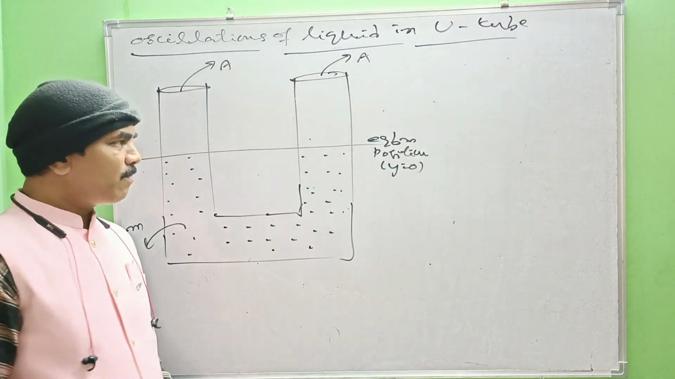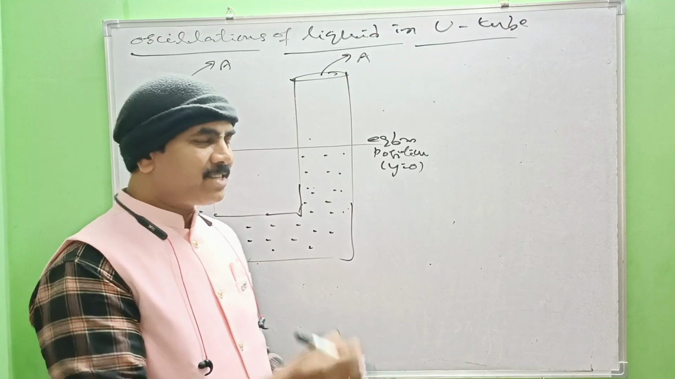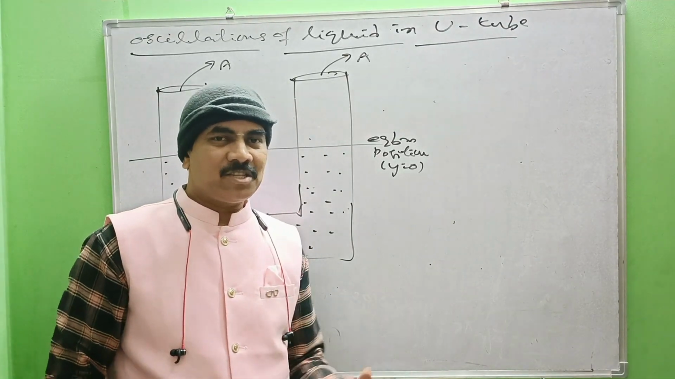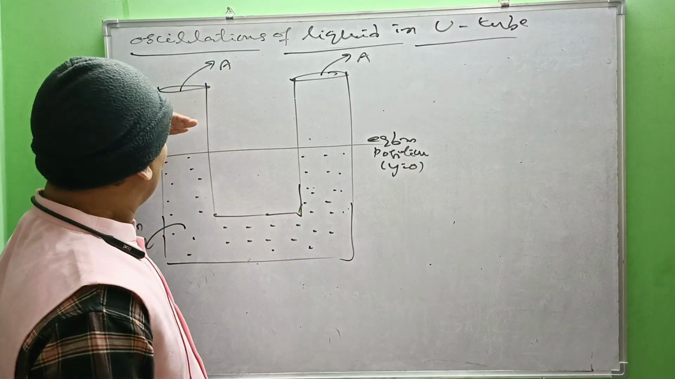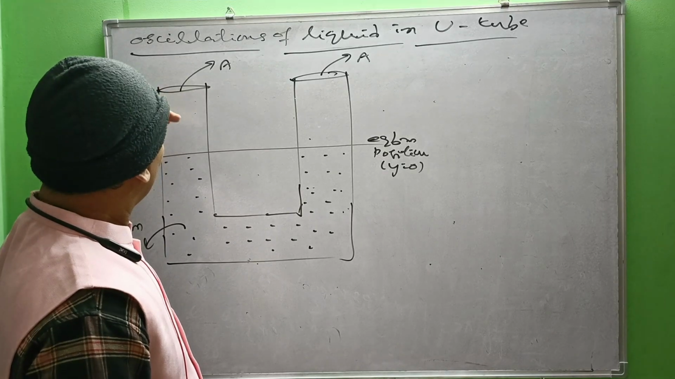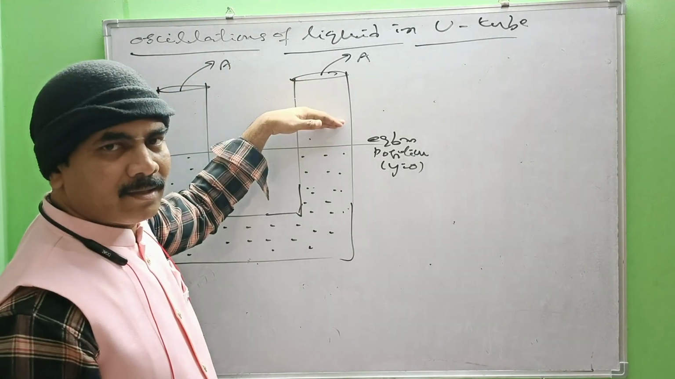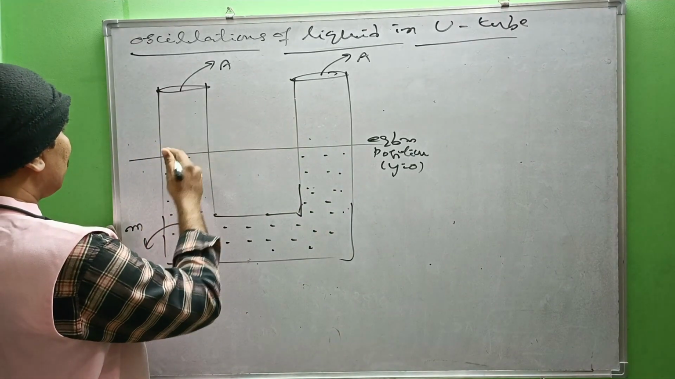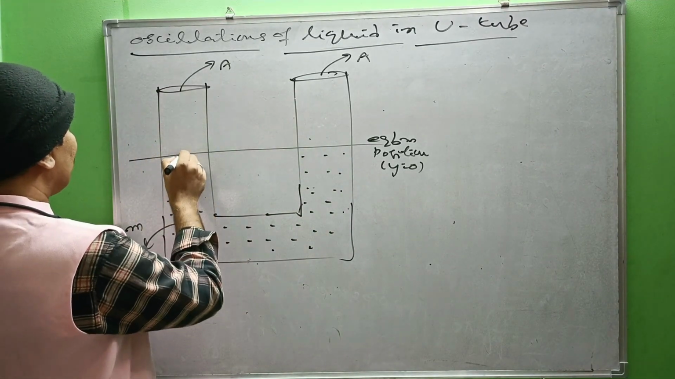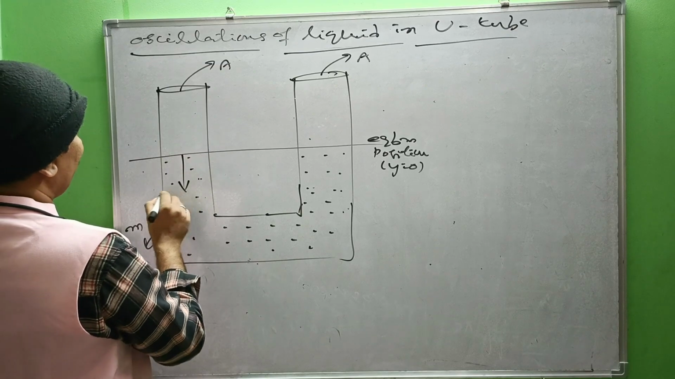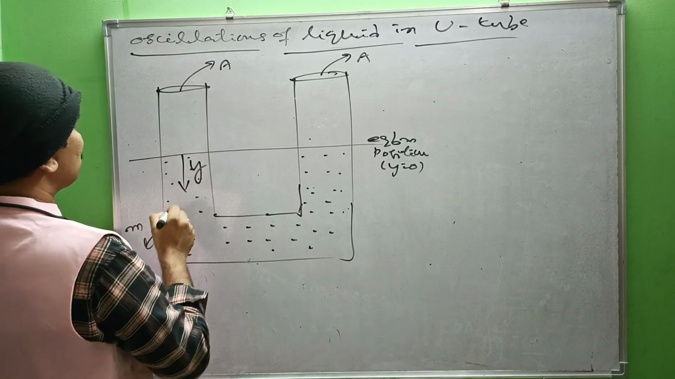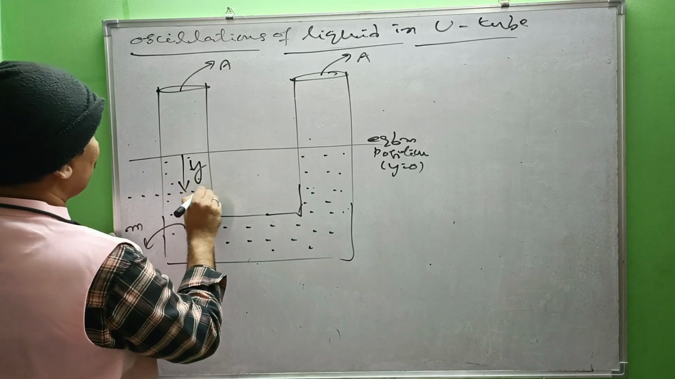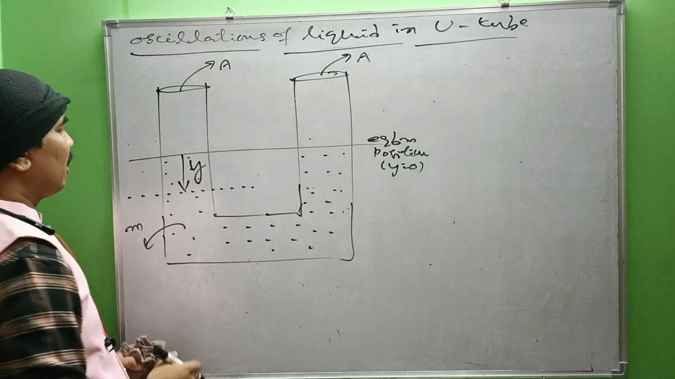Now what is the second step? The body is to be pulled aside and left to itself to make oscillations. So here the liquid in either the left limb or the right limb is to be compressed. For example, it is pressed down like this up to here, through a distance y. So this is the compression in the left limb.